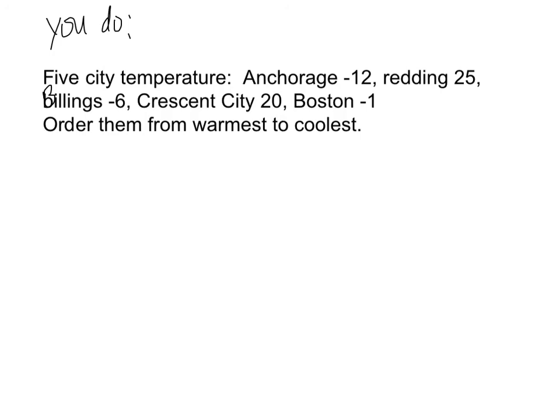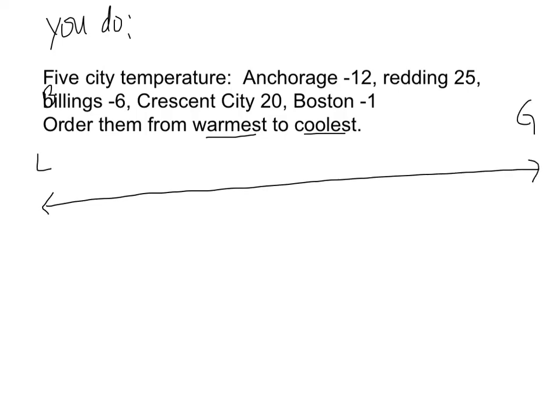Alright, so you have hopefully been able to order them from warmest to coolest. Let's see if you got it correct. So I would go ahead and graph these on a number line. Greater over here, less over here. Greater representing, in this case, warmest, and less representing coolest. Start at 0. Anchorage at -12. I'm going to count by 5s, I think. So we'll go -5, -10, -15, -20, negative 25. Negative 12 is going to be between the 10 and the 15, right about there.